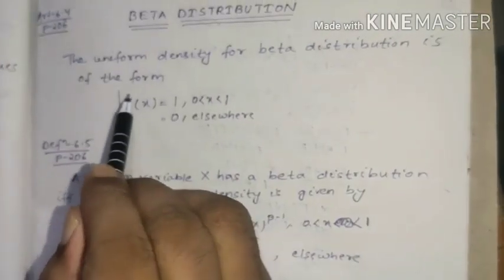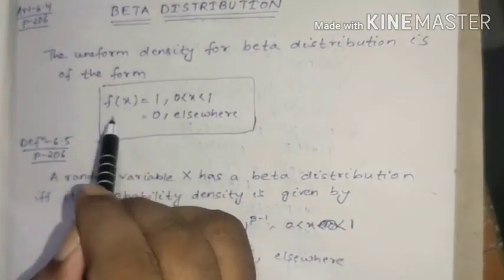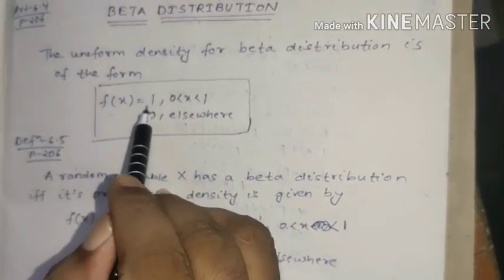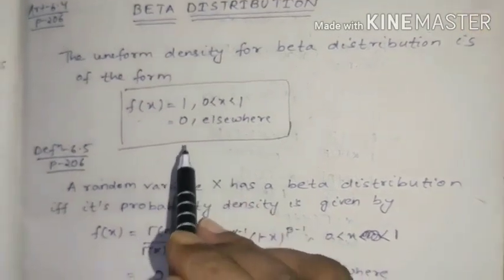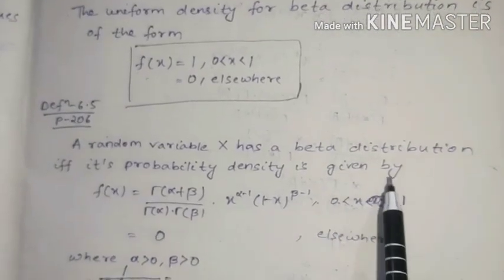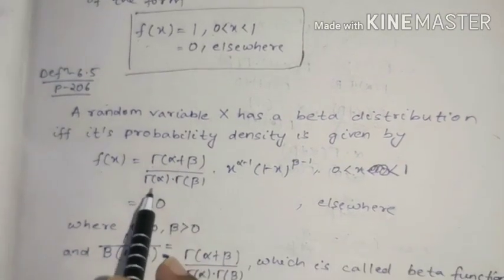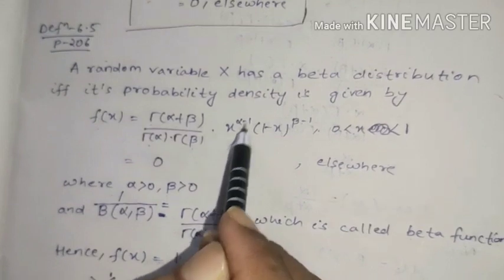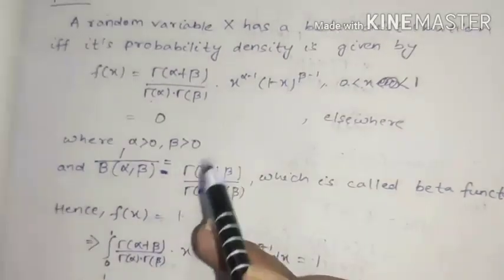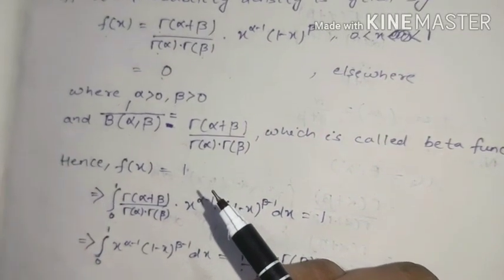Beta distribution, the next one is the beta distribution. The beta distribution formula is very easy, and that is f of x is equal to 1, x lies between 0 and 1, 0 elsewhere. And for a random variable with beta distribution, the probability density function is f of x equal to tau alpha plus beta by tau alpha into tau beta into x to the alpha minus 1 into 1 minus x to the power beta minus 1, and equals 0 elsewhere.